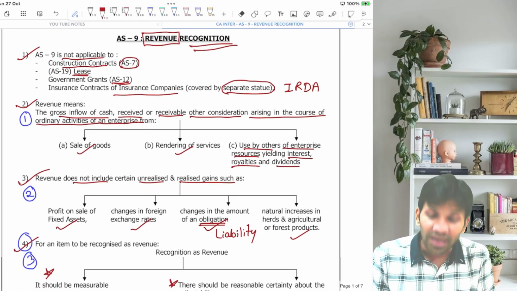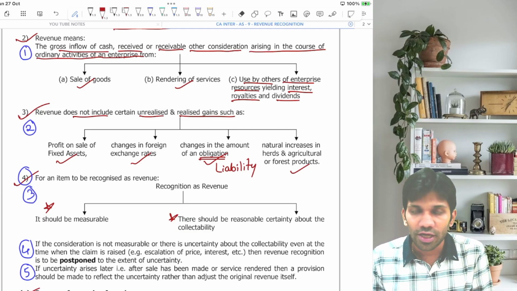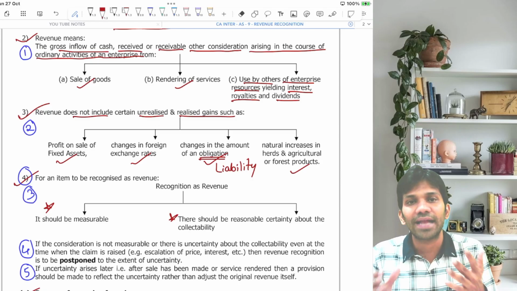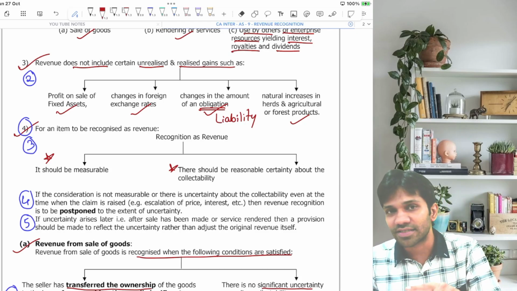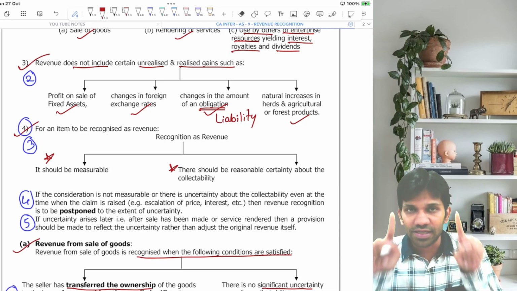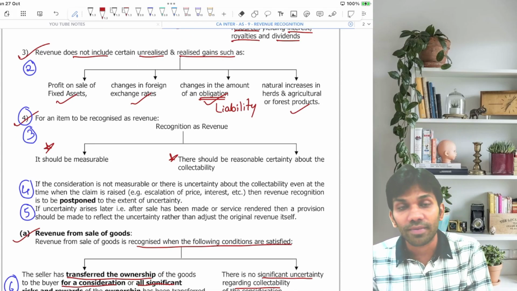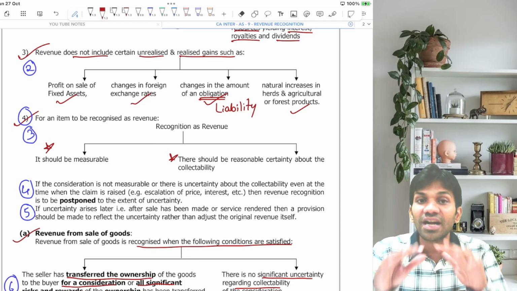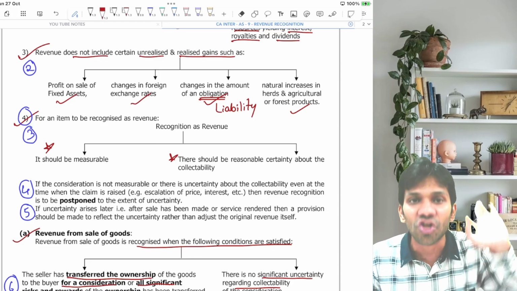Now, revenue does not include what? Profit on sale of fixed assets, change in the foreign exchange rates, change in the amount of obligation, and natural increase in the herds in agriculture and forest products. For any item to be recognized as revenue, it should be measurable and there should be reasonable certainty regarding its collection. If consideration is not measurable or there is reasonable uncertainty regarding its collection, then revenue recognition should be postponed to the extent of uncertainty.